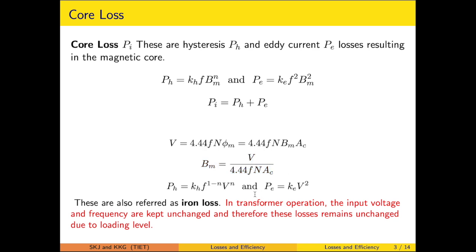So because of this, Bm comes out to be V upon 4.44 F and AC. When we substitute this, it gives rise to a new coefficient, but the point here is that Ph comes out to be frequency and voltage dependent, whereas Pe depends only on the voltage. In the transformer, frequency and voltage are constant, so that's why Ph and Pe, or you can say the iron losses, are constant. They are not affected by the change in the loading level.